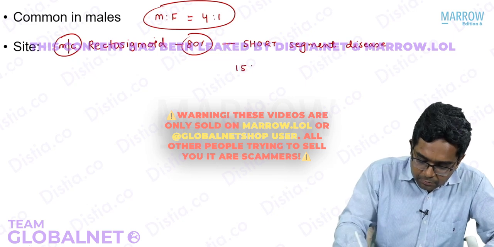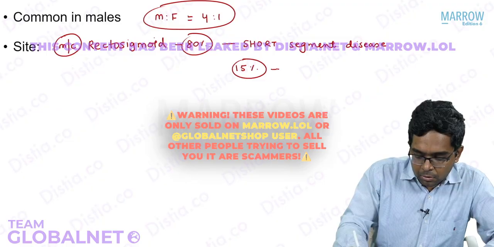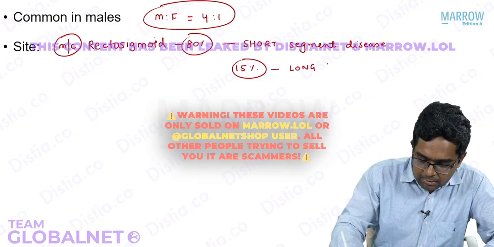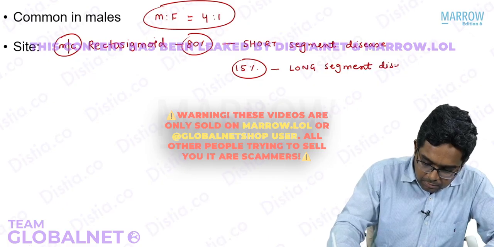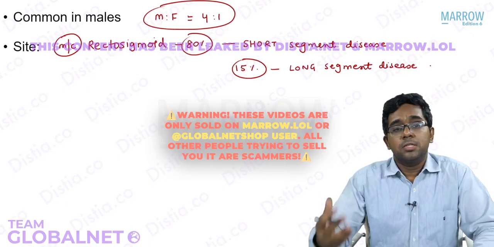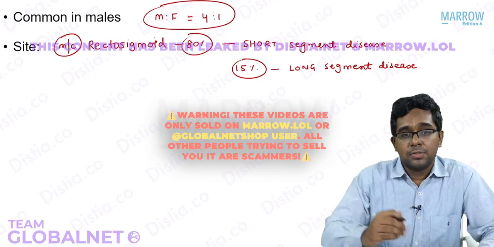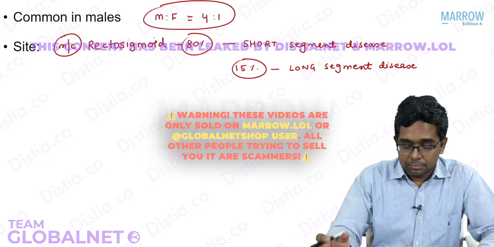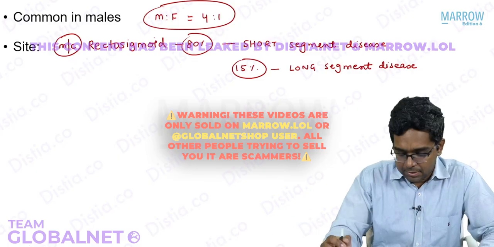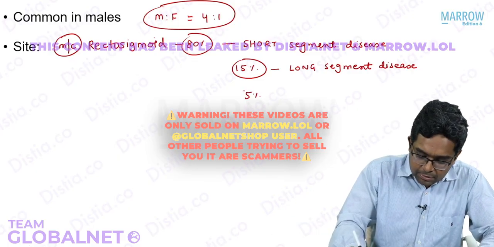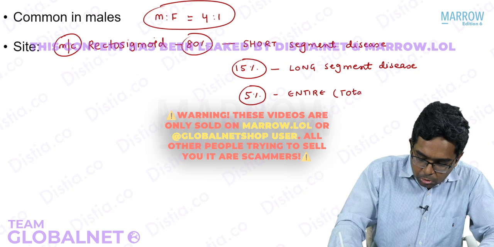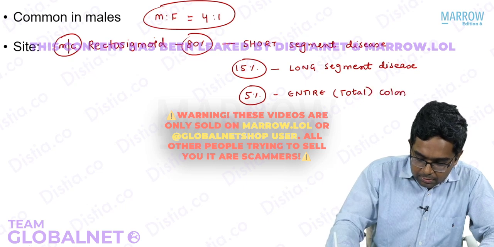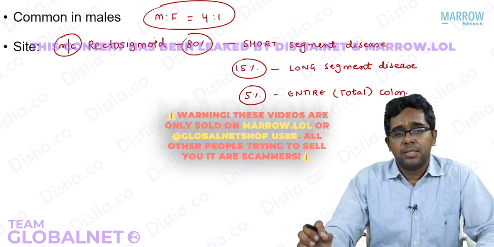In 15% of cases, you get a long segment disease, wherein areas proximal to the sigmoid, that is the transverse colon, can get affected. That is called long segment disease. And in 5% of cases, the entire colon is affected. This is called total colon disease. Okay, that is 5% of the cases.